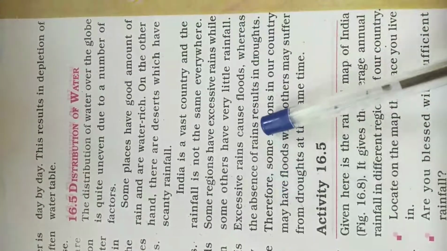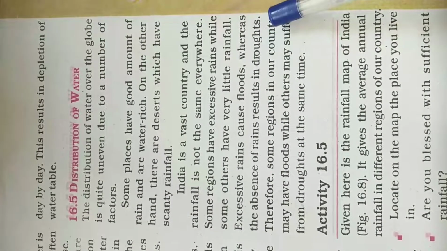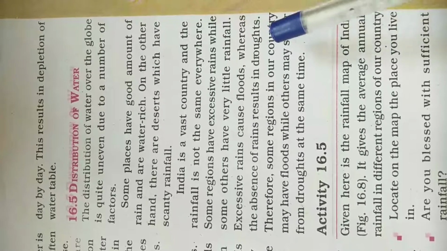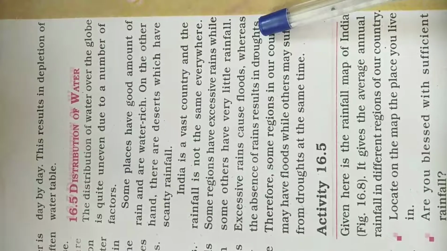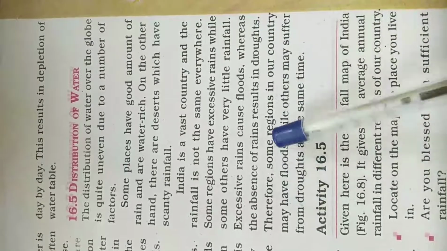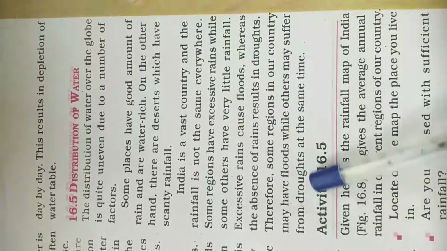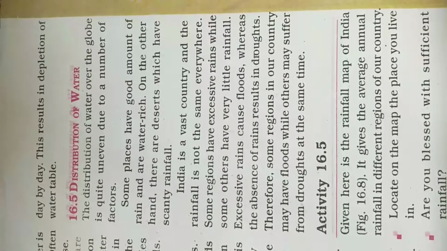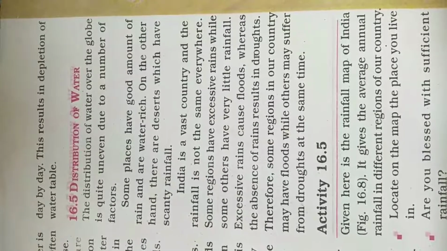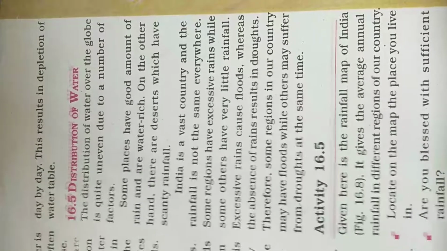Whereas the absence of rain results in drought. Wherever there is a less amount of rainfall at that region, there may cause droughts. Droughts you know, सूखा पड़ना. Therefore, some regions in our country may have floods while other may suffer from droughts at the same time. So, due to lack of rain and due to heavy rain, where there is heavy rain, floods will occur, and where there is scanty rain, there the area will become drought.